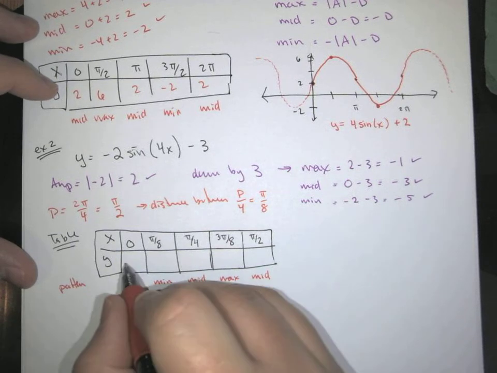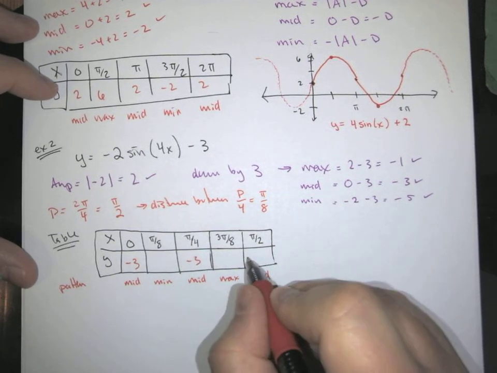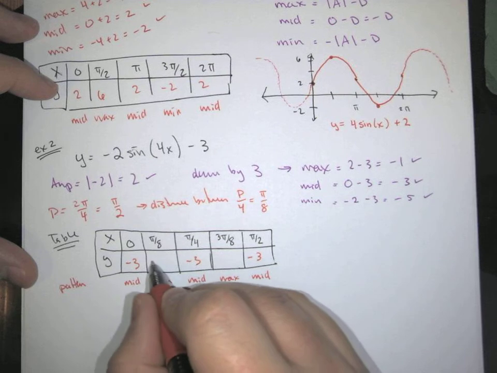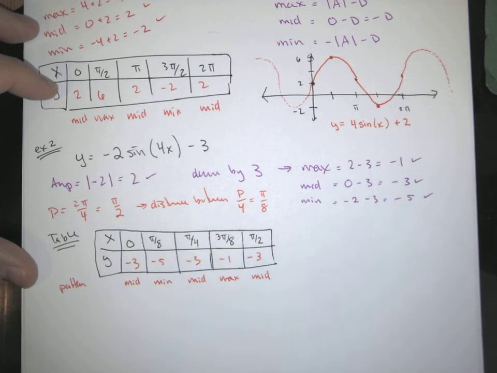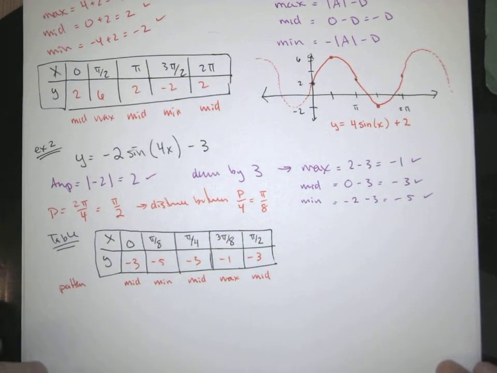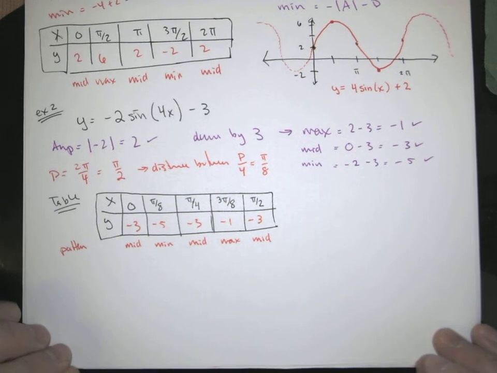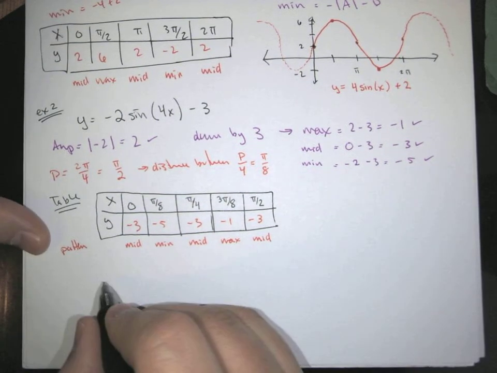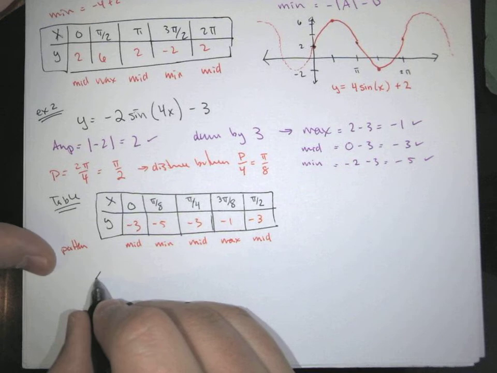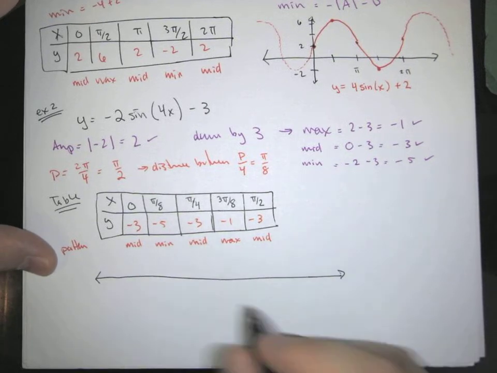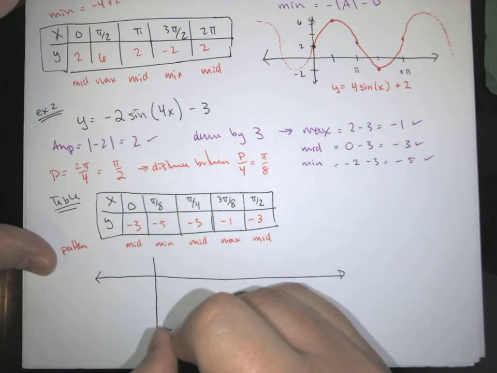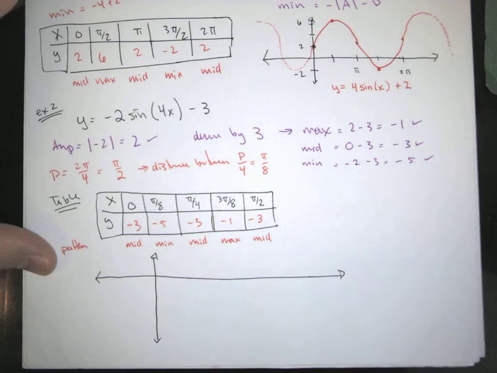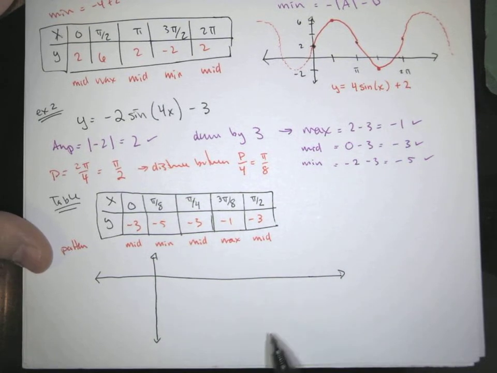The middle value is -3. Let's fill those in first. The minimum was down at -5, and that max is only up to -1. So this whole thing is pretty negative. That's going to affect a little bit how I draw my axis. I'm going to lean towards the fourth quadrant, just to have space here.